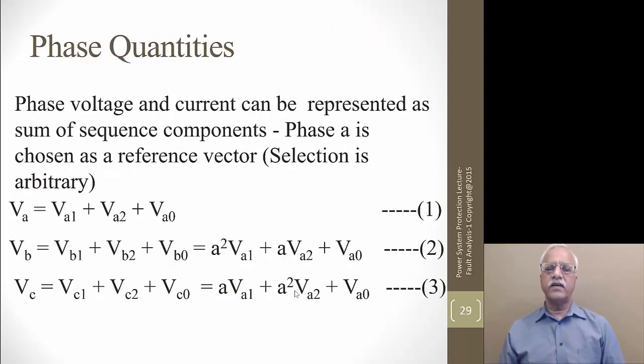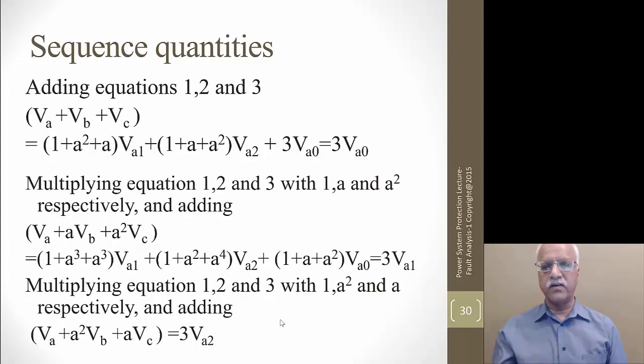So now we write down an equation. We say that A phase has got all these three, right? It is VA1 plus VA2 plus VA0, and VB is VB1 plus VB2 plus VB0, that is A square VA1, A VA2 and VA0, and VC is VC1, VC2 and VC0, which can be written as A VA1, A square VA2 and VA0. Now, adding these three, we can get 3VA0. So we know the phase voltages. If we just add them and divide it by 3, I get the magnitude of the zero sequence quantities.